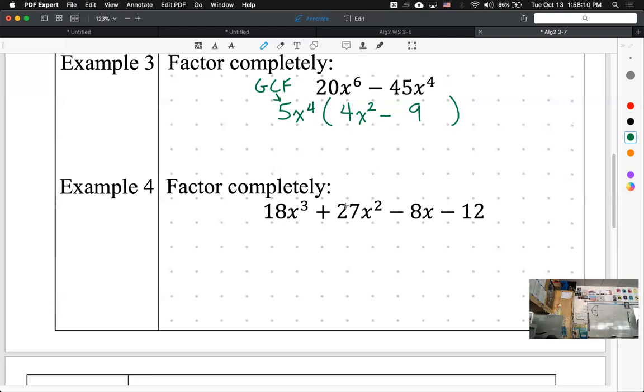I might be done, but I'm not. Again, if I have something squared, you need to be suspicious and say, ooh, I'm not just 2 and x. I probably can go further. In this case, you can definitely go further.